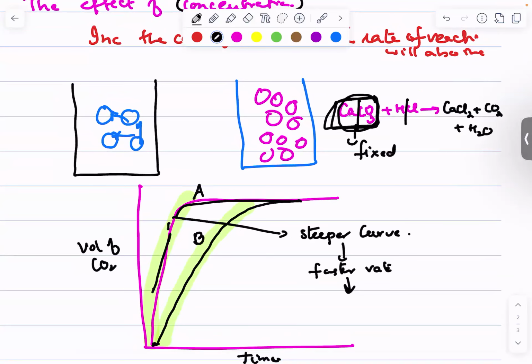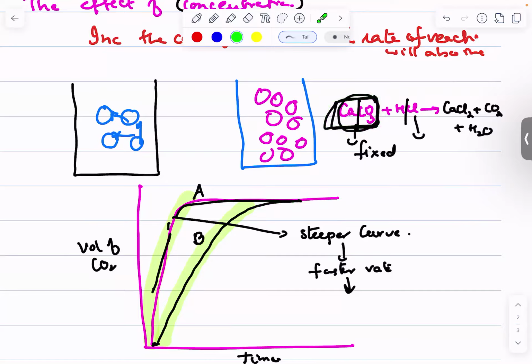So, if you take a high concentration of HCl, then this graph will be produced, because a high concentration of acid will produce a greater volume of carbon dioxide in the beginning. But because calcium carbonate is fixed, the volume of carbon dioxide which is finally produced would be the same. Why? Because calcium carbonate is fixed.